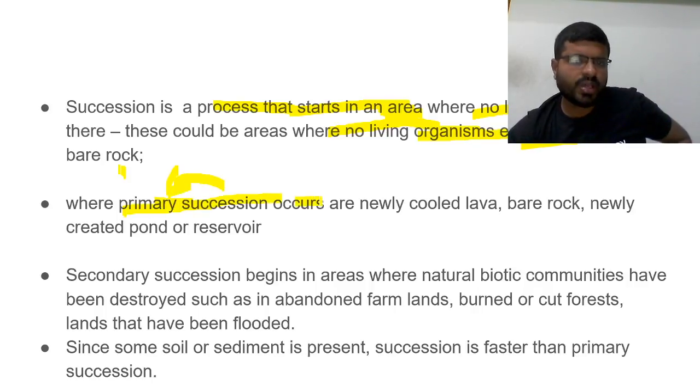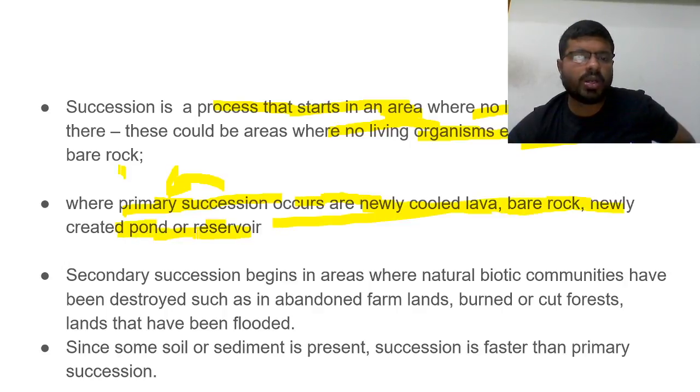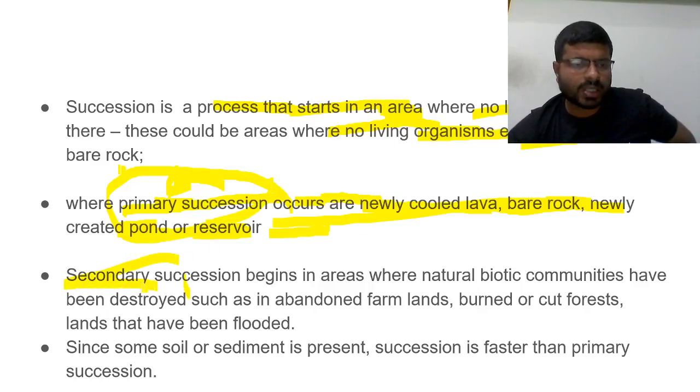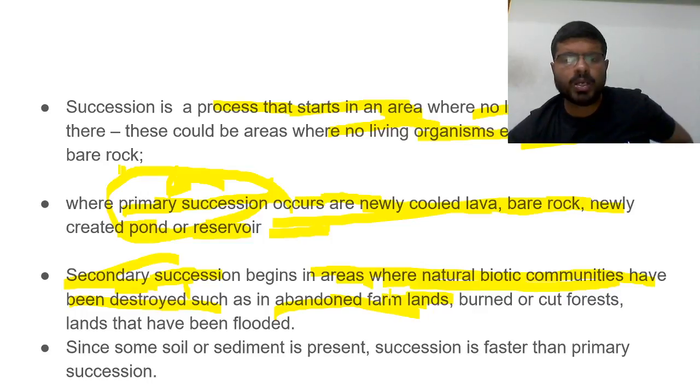Primary succession is where succession is happening on a new area, where there is newly cooled lava, bare rock, or a newly created pond or reservoir, etc. When succession happens there, it is called primary succession. Or else, there is also secondary succession, which begins in areas where natural biotic communities have been destroyed, such as an abandoned farmland, burned or cut forests, or lands that have been flooded.